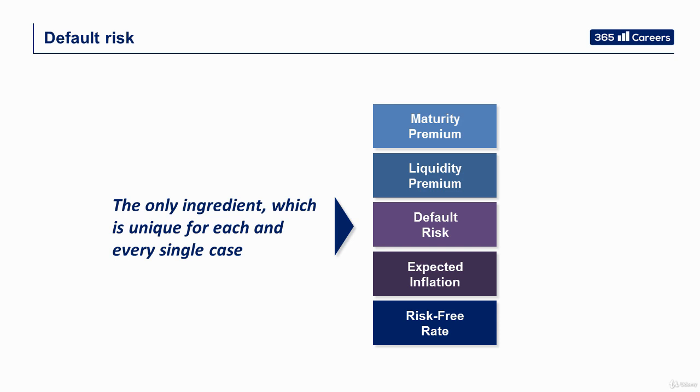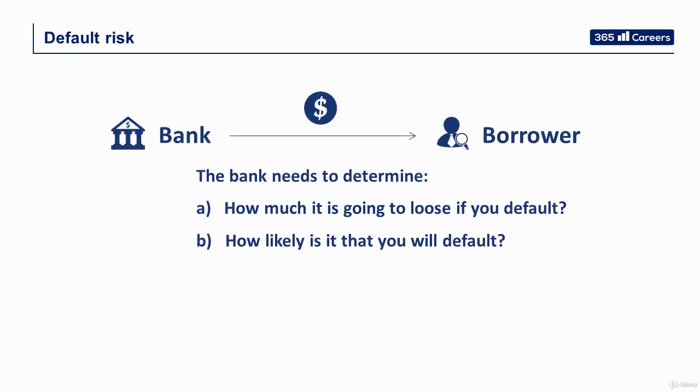Everyone starts from the same level of LIBOR and faces the same risk of inflation. The default risk is different. It is specific for every borrower. Every person, every corporation, or even every country carry their own default risk. And given that it is the only component that is strongly individual, this is where the bank concentrates when it tries to determine how much to charge you. The bank wants to assess A, how much it is going to lose if you default, and B, how likely it is that you will default.